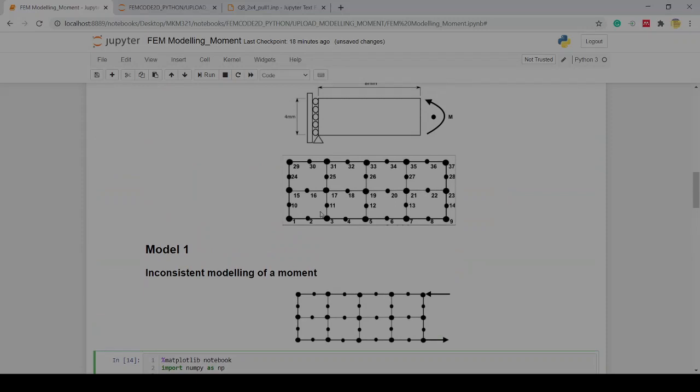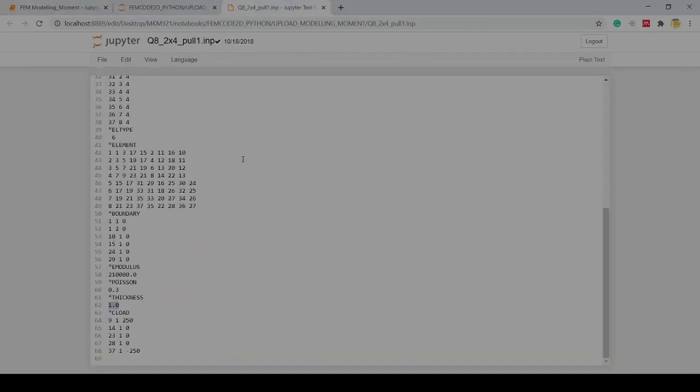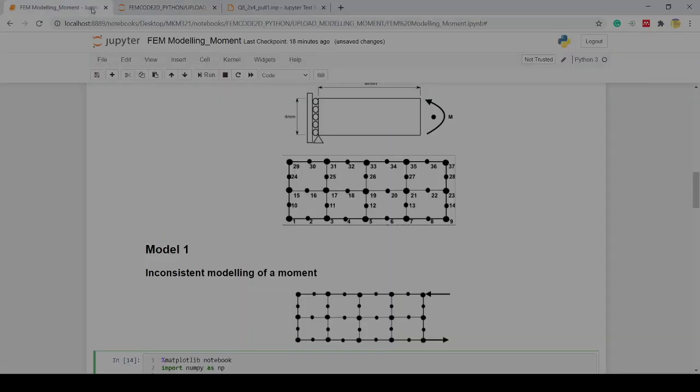So let's go look at our input file. What's our element 1? Element 1 is 1, 1, 3, 1, 7, 113, where's this?